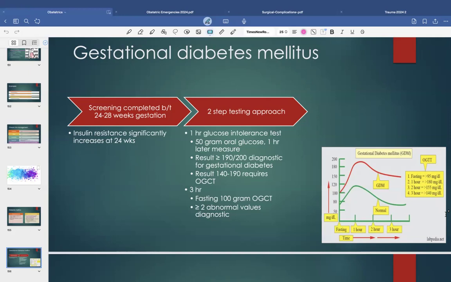These patients are fasting for 8 hours. They come in, the blood sugar is drawn, then they drink 100 grams of the syrupy glucose, and then they're tested at 1, 2, and 3 hours. These are the abnormal numbers, the normal numbers.